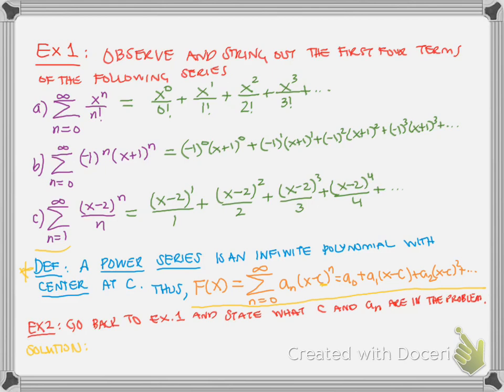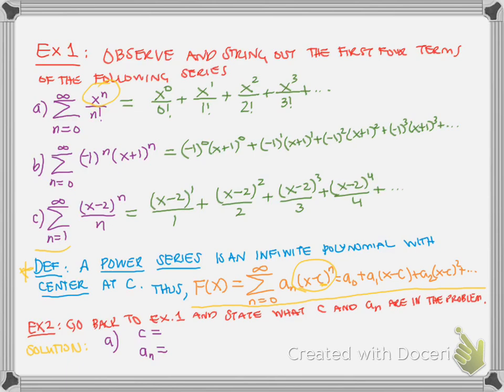Example 2, I'm going to try to squeeze in example 2 on this slide because it corresponds to example 1. Example 2 says, go back to example 1 and state what C and a sub n are in the problem. So let's go back and look. In part A, let's see if we can state what our C is, which is the center, and what our a sub n will be. The center goes along with the x, because the center is with that x minus C to the n.